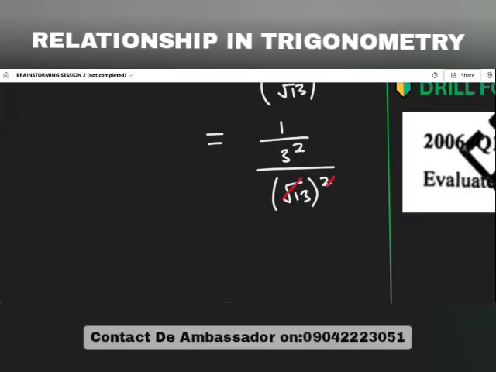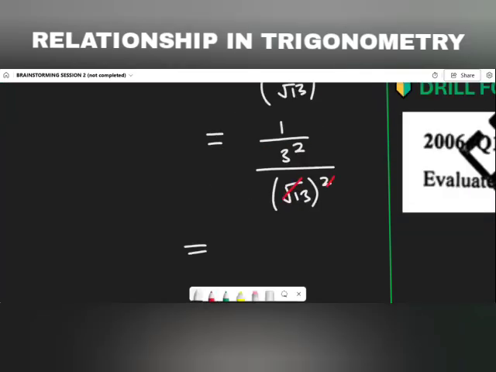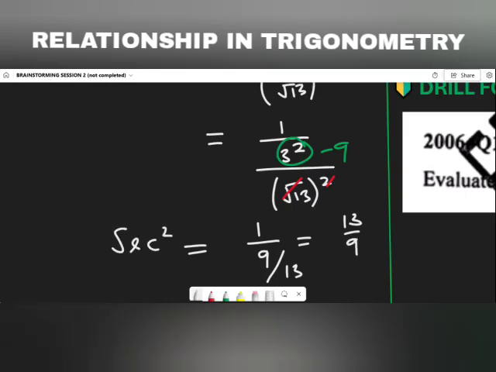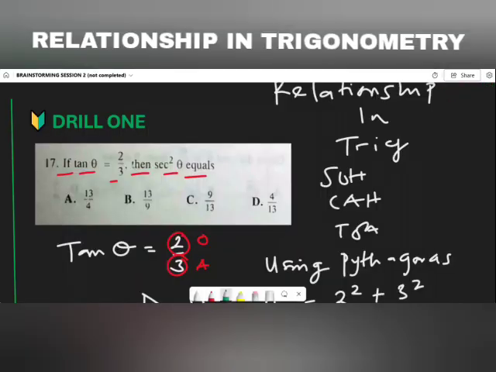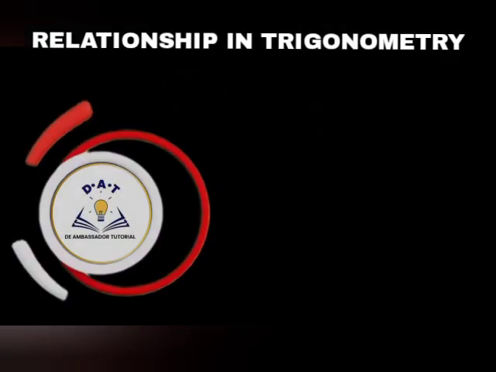I'm going to be left with 1 all over 3 square, which will give us 9. That means I'm going to have 9 all over 13. So in the long run, the inverse will be 13/9. So this is the value of our sec square theta. Now let's look at the options to see whether we have such an answer. Coming down to our options, the right answer is option B. Option B stands as the right answer.